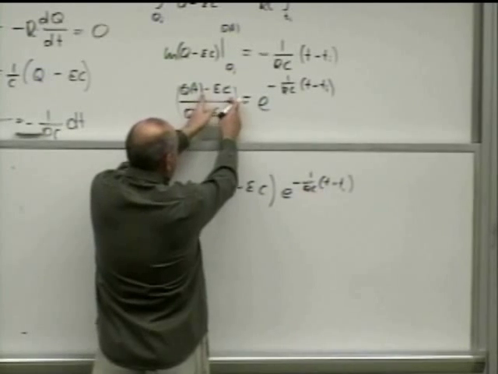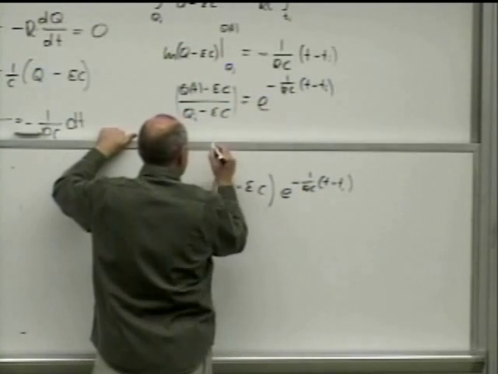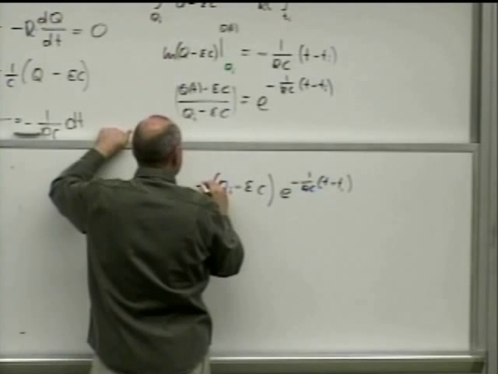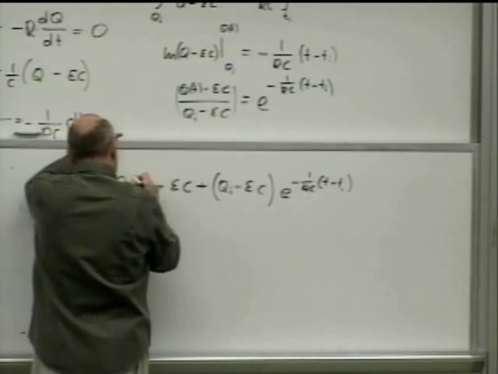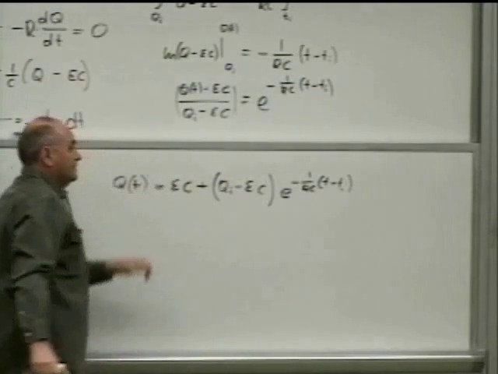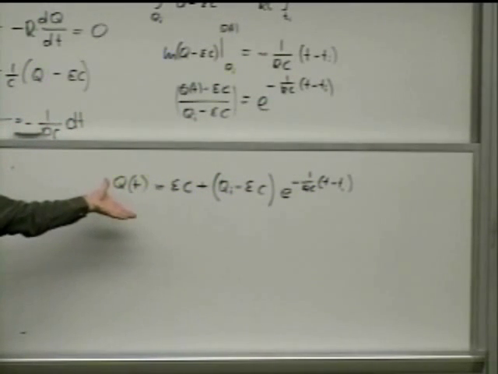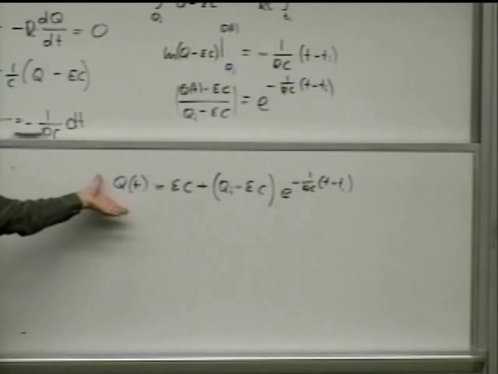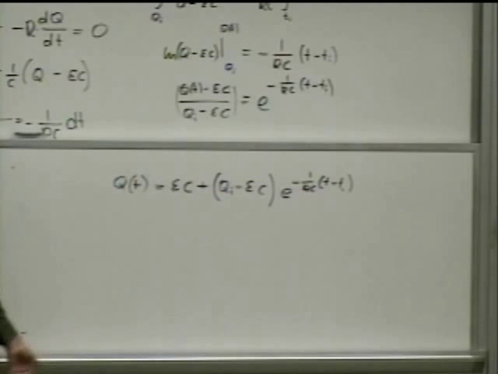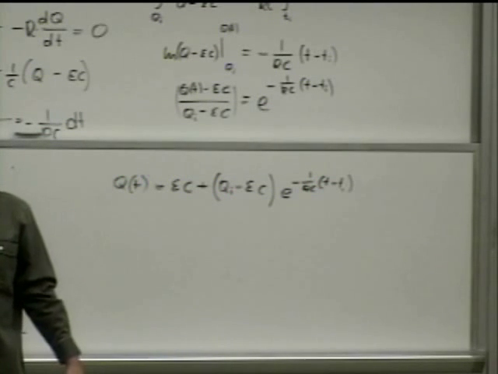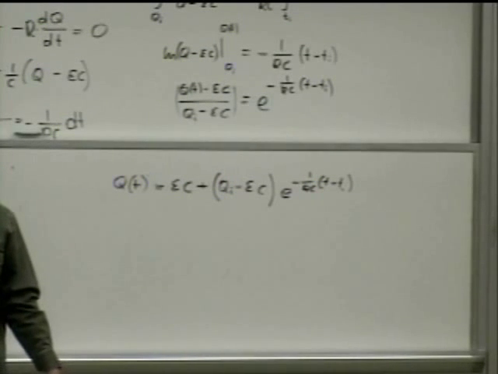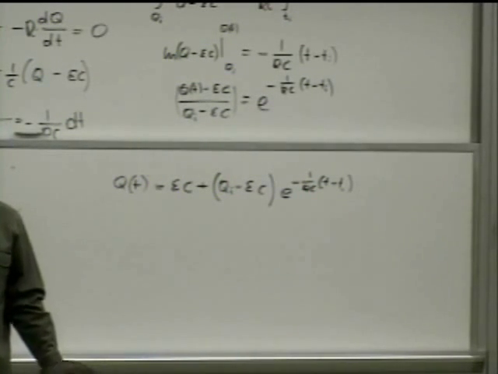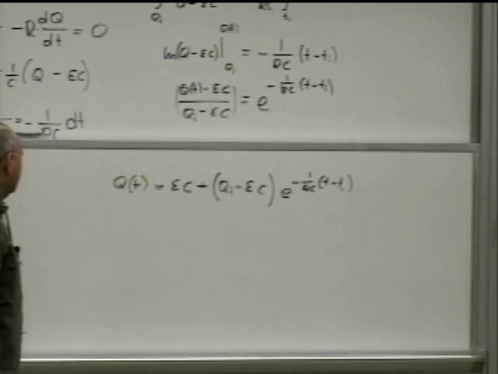And now I have to move this term. So this will be plus epsilon c, and this is Q of t. What have we found here? Charge on the capacitor. When? At any time, at time t, correct. We found charge on the capacitor at any time t.